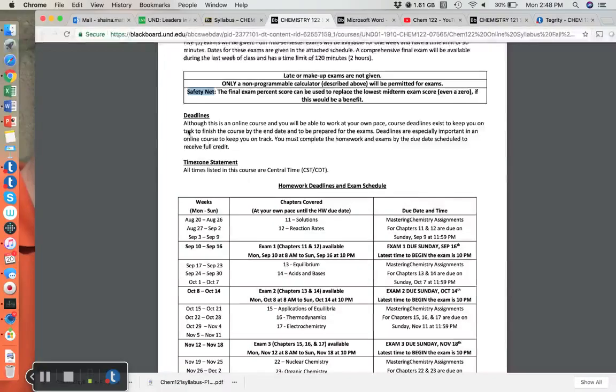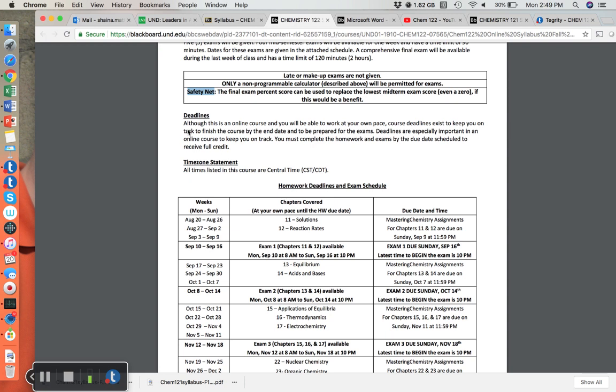So for deadlines, we're in an online asynchronous course, so everybody's working at their own pace up until the deadlines. This statement is really just a way for me to say, please don't wait until the last minute to start the homework. So most of these sections this semester have 2 or 3 chapters. It's hard to learn Chem 122 material in one day, especially 2 or 3 chapters worth.